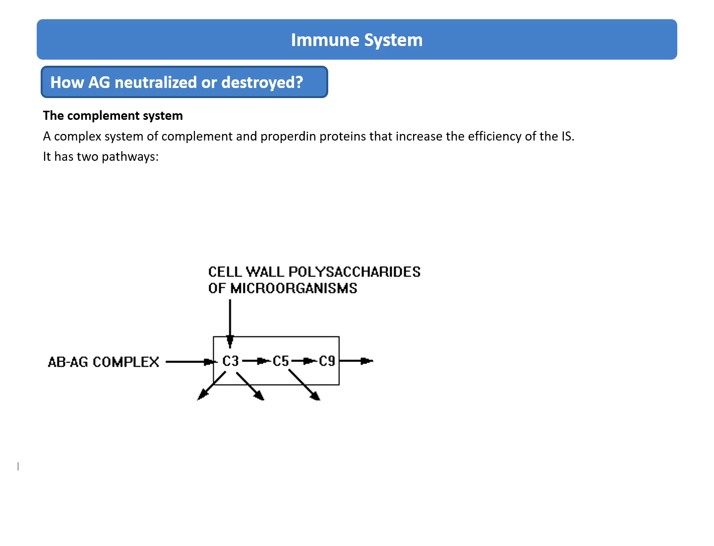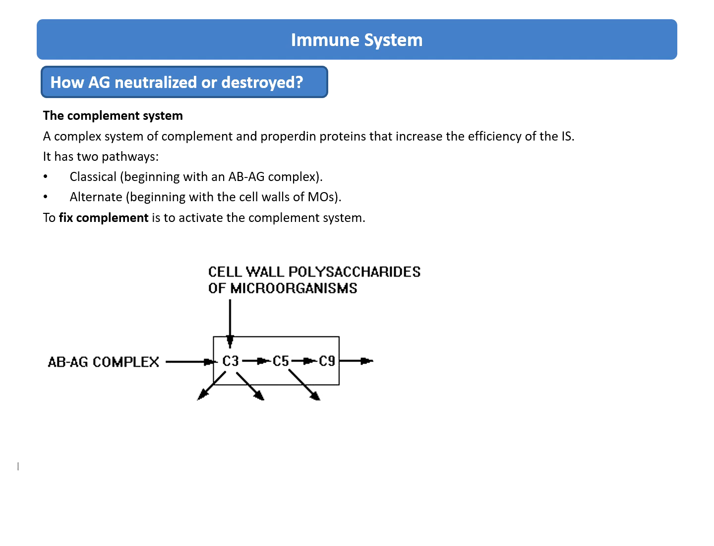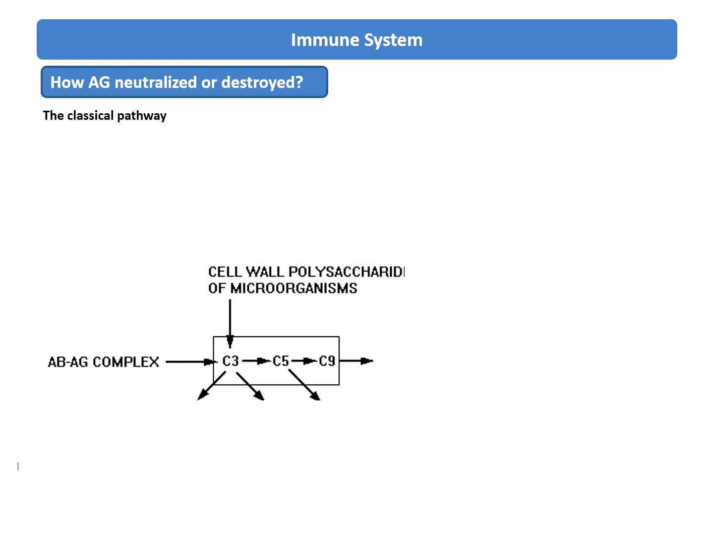It has 2 pathways. One starts with antigen antibody complexes. It's called the classical pathway. And then there's the alternate pathway that begins with cell walls of microorganisms, particularly bacteria. To fix complement is to activate the complement system. Let's look at the classical pathway.